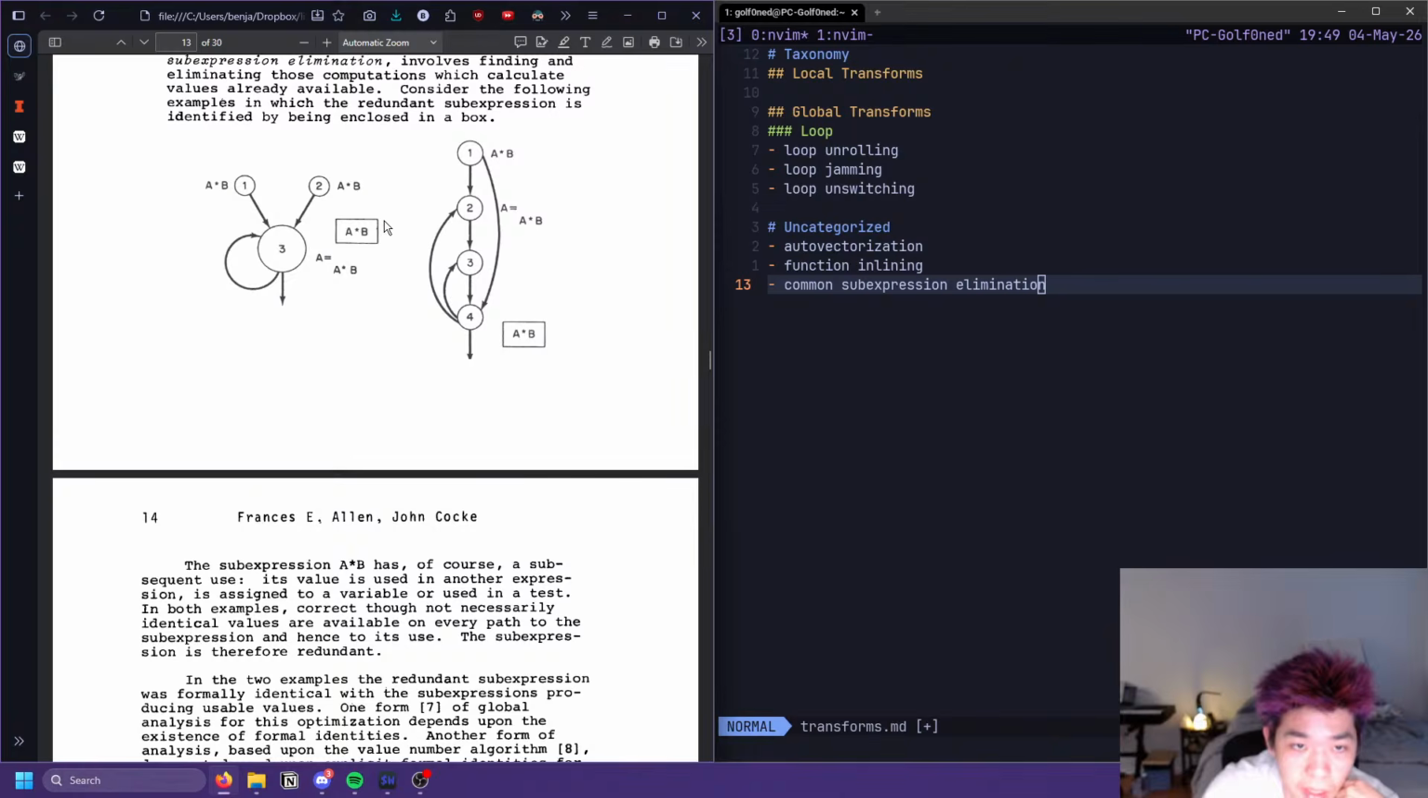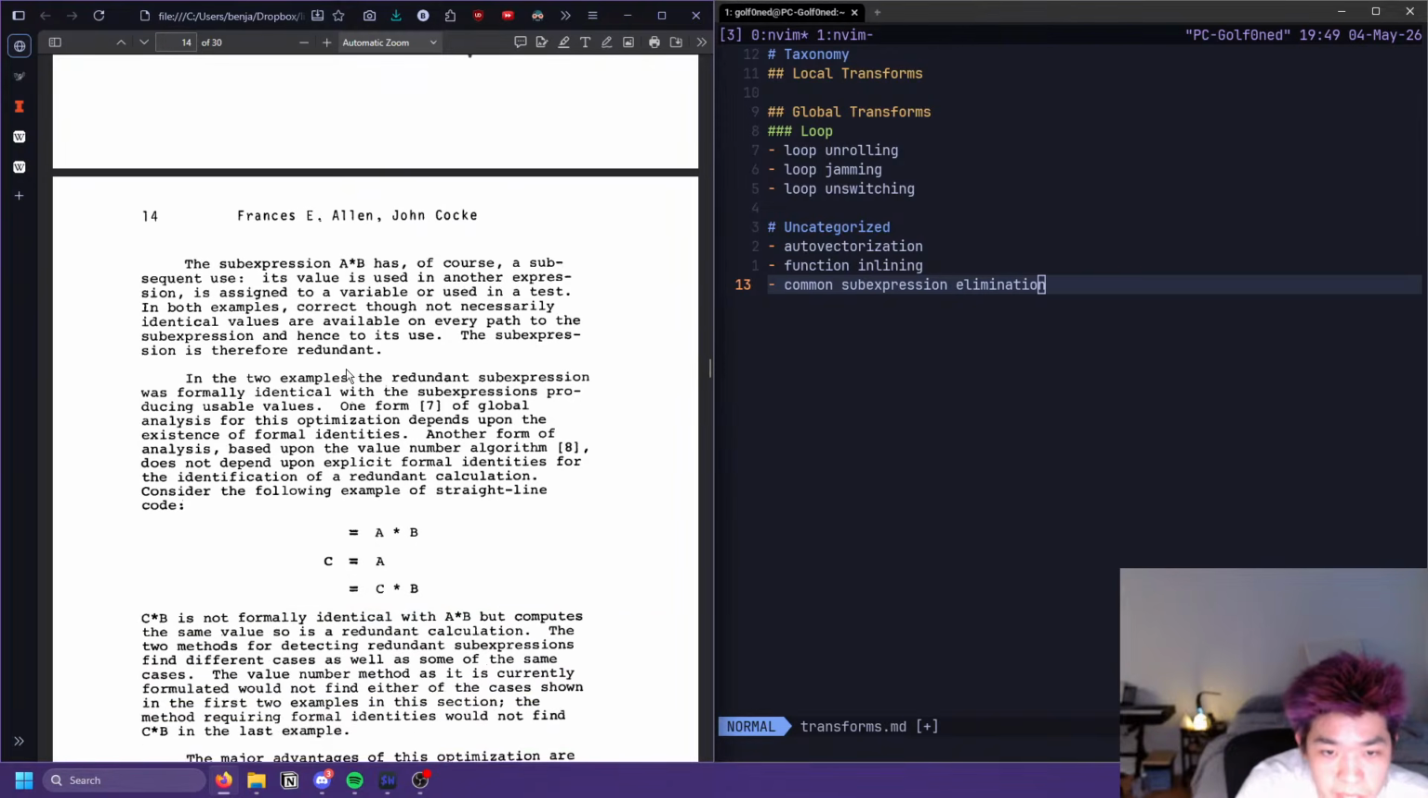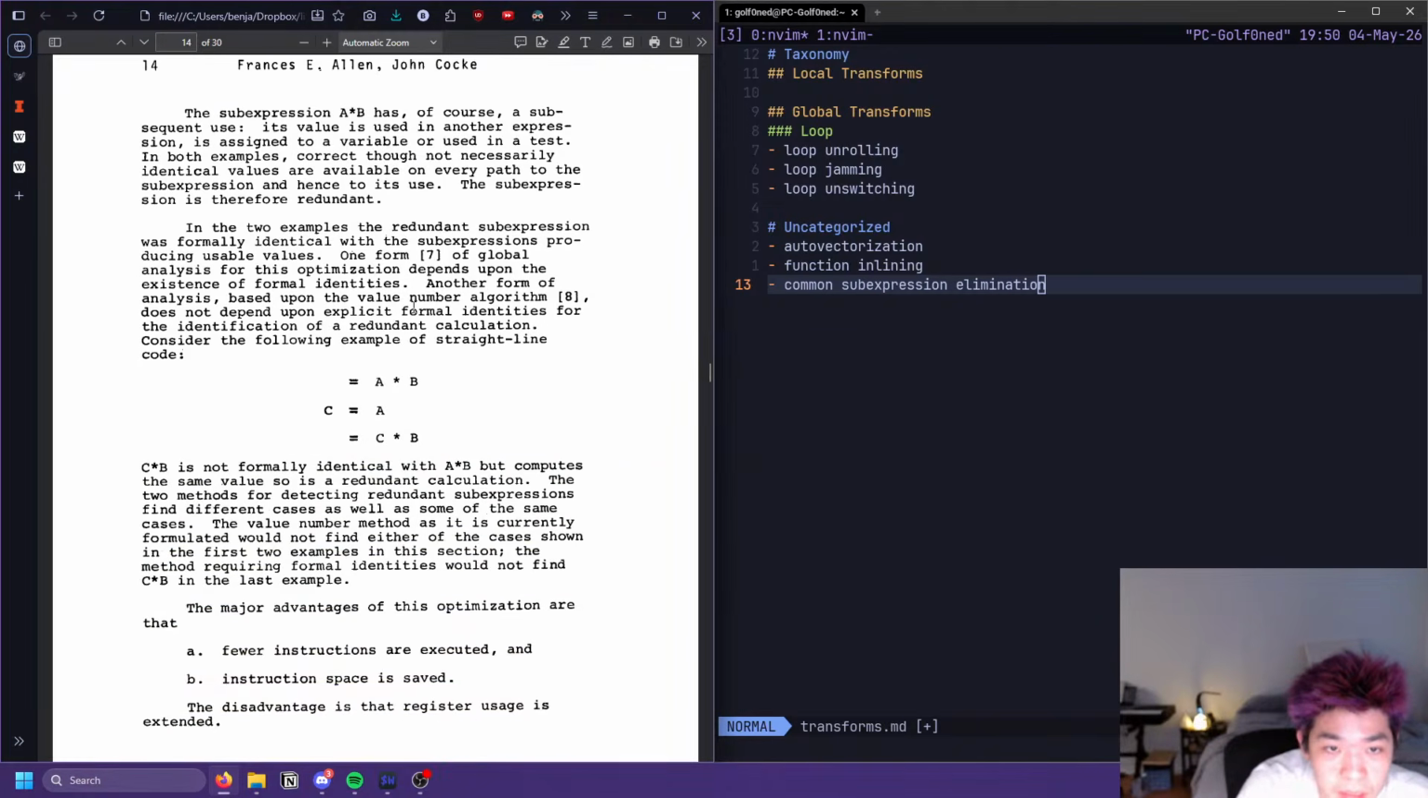So it's redundant because in every path that includes the nodes before, I guess we could use dominator tree terminology here, but yeah, the value computed in 1 and 2 here on the left example or 1 in the right example will always be the same in, I guess, the reassignment. Okay, so that makes sense. What else can we do? What else can we learn here?